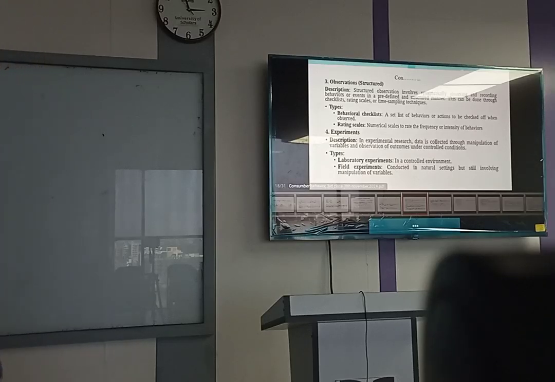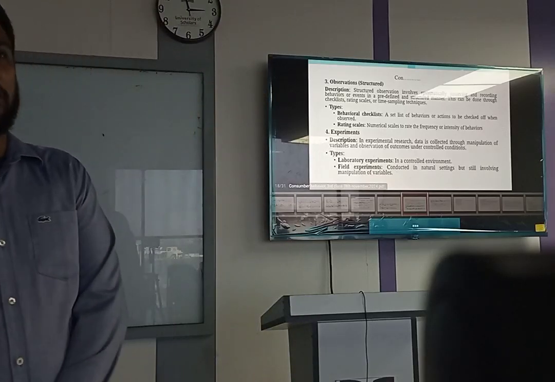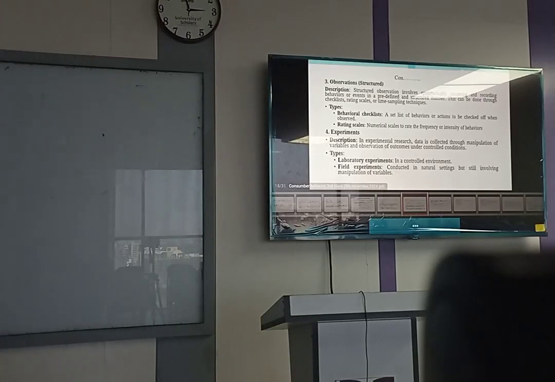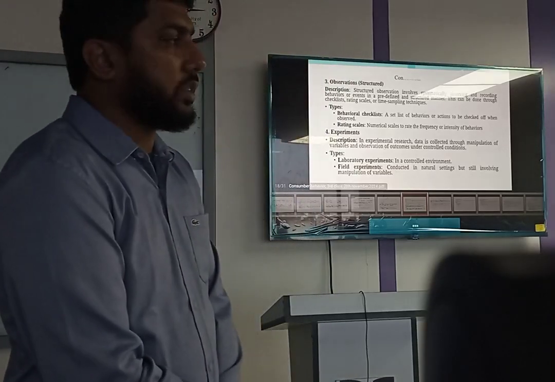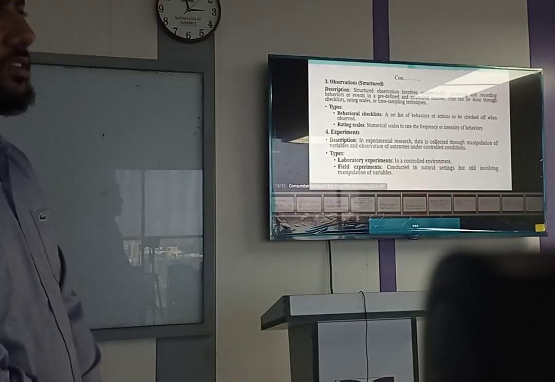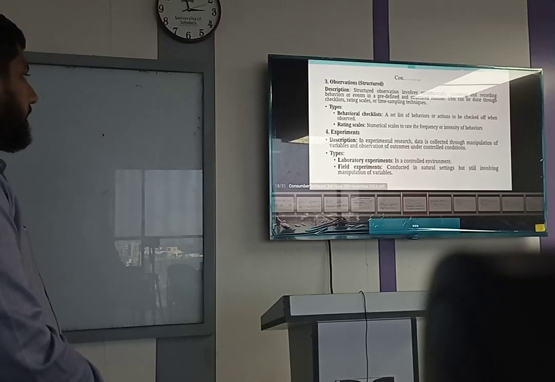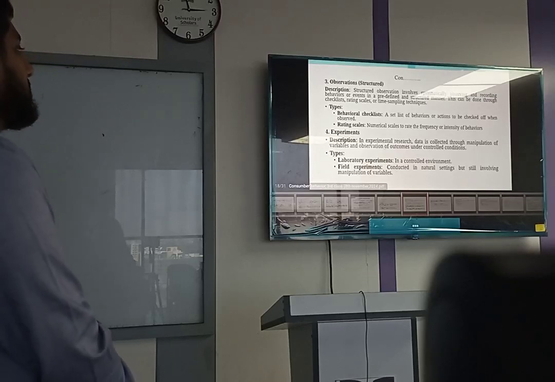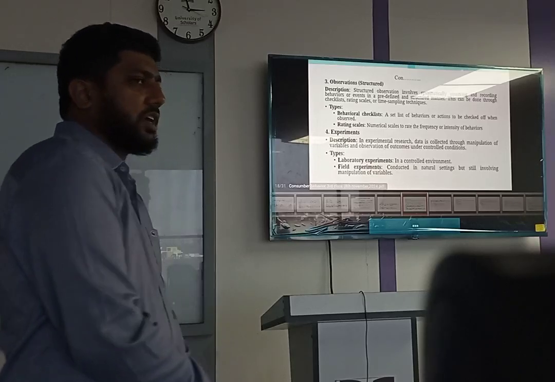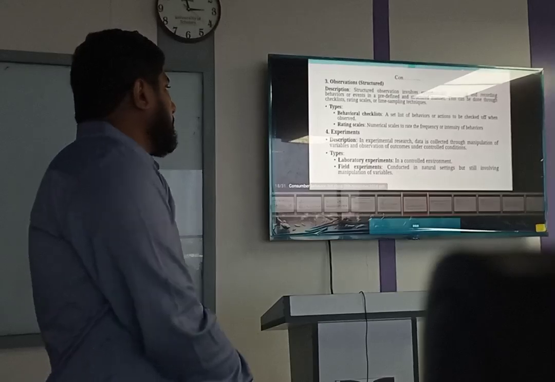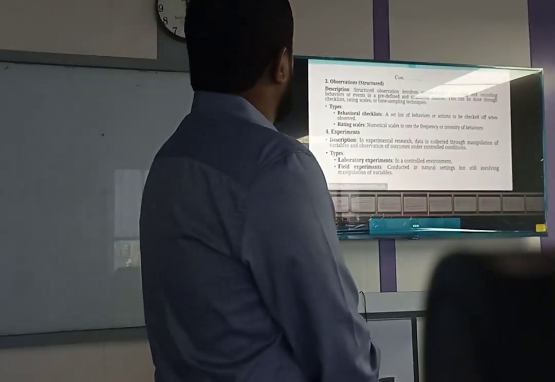Number 3, observations. Description: structured observation involves systematically observing and recording behaviors or events in a predefined or structured manner. That means observing and recording things in a structured manner, where you're observing the whole thing. This can be done through checklists, rating scales, or time sampling techniques. Types: behavioral checklist, a set list of behaviors or actions to be checked off when observed.